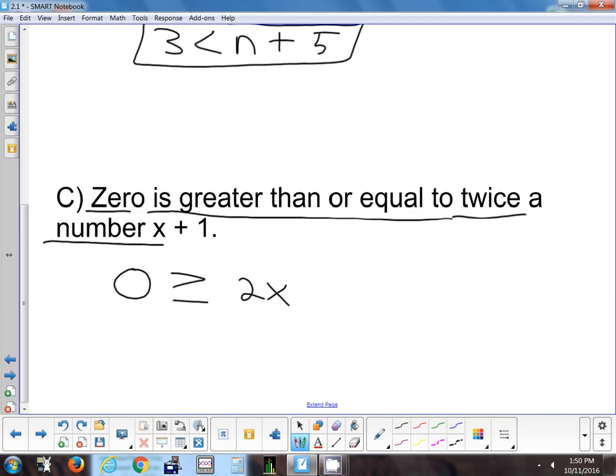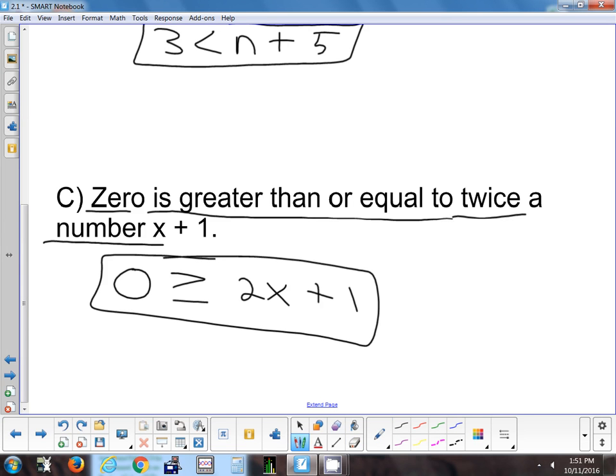And what's the last thing I need? Derek? Only thing we haven't used yet. Plus 1. Yeah, we need the plus 1. Okay, so any question on those three? Did anyone think they can give me one?